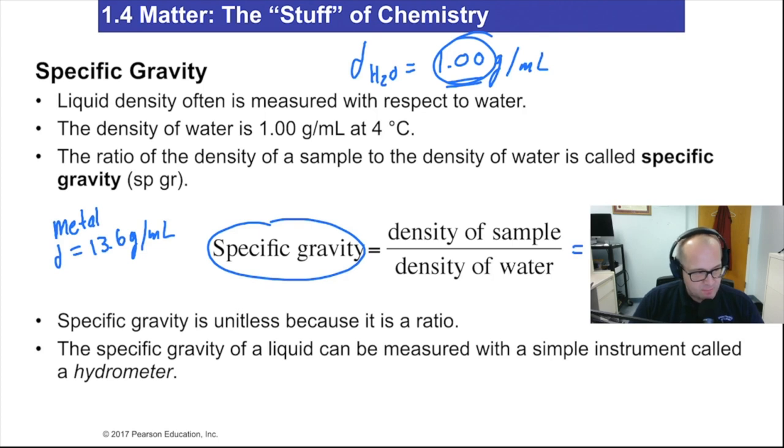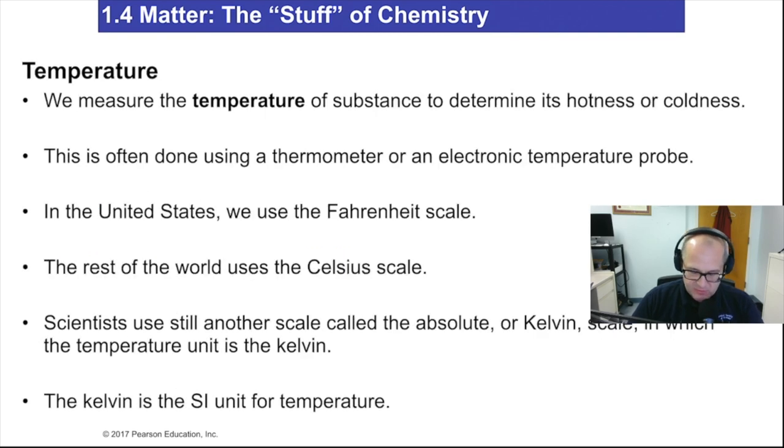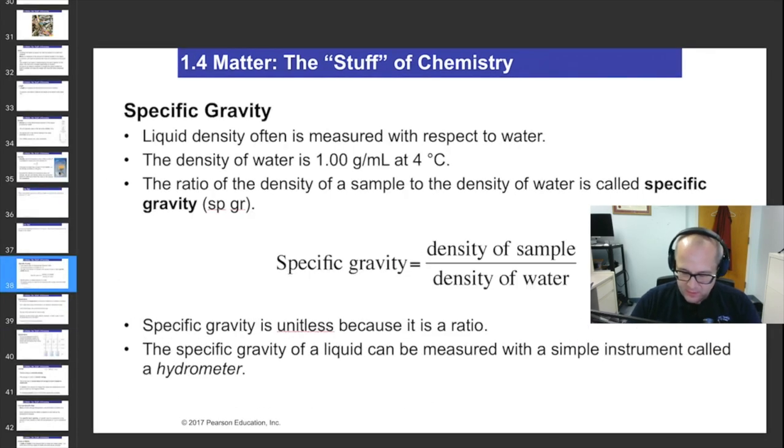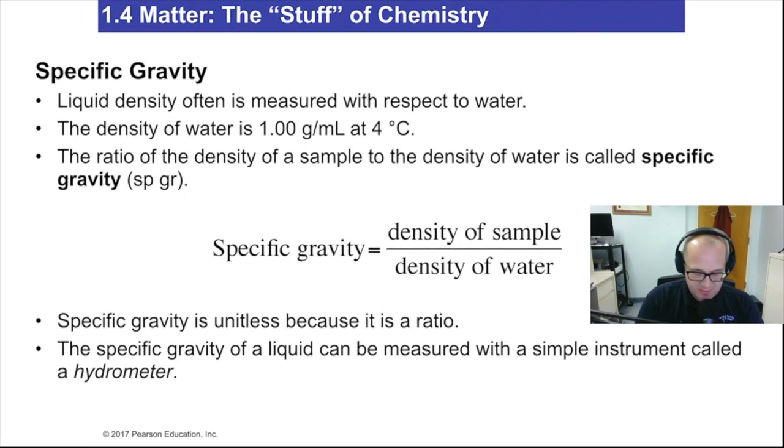The units cancel. Wait a minute now. If the units are canceling, there are no units. They're gone. They canceled, right? Oops, I'm sorry, guys. Let me go back. My finger just touched the wrong button there. The units are gone. They cancel, right? So it was 13.3 grams per milliliter, the density of our metal, and the density of water.